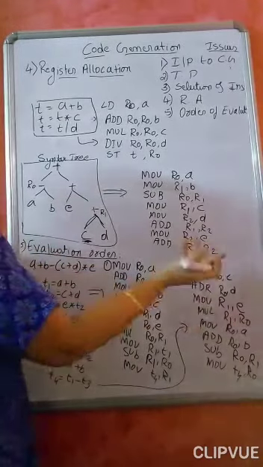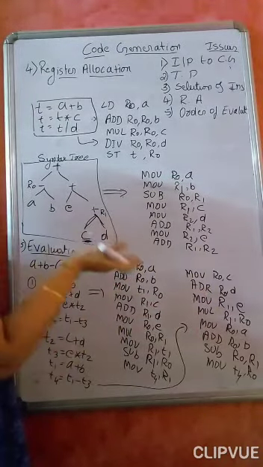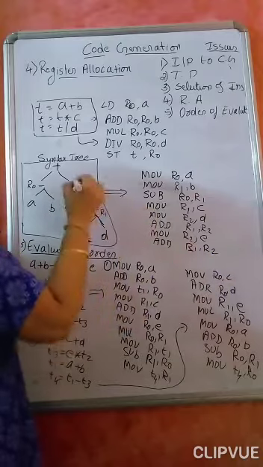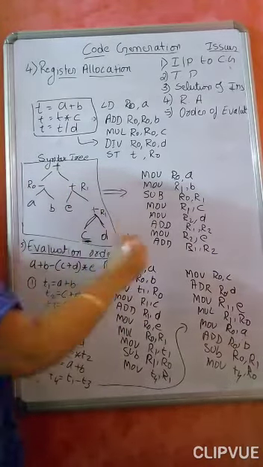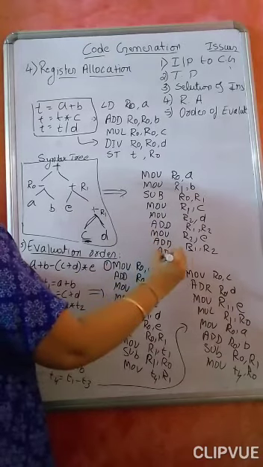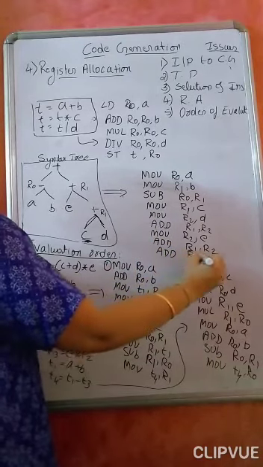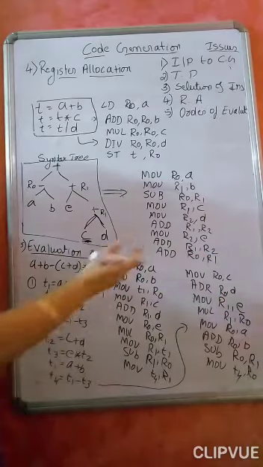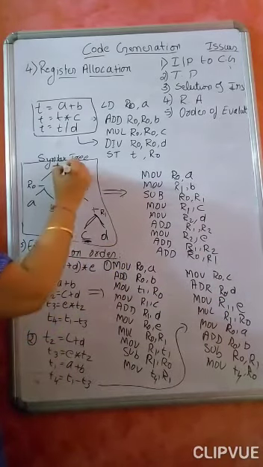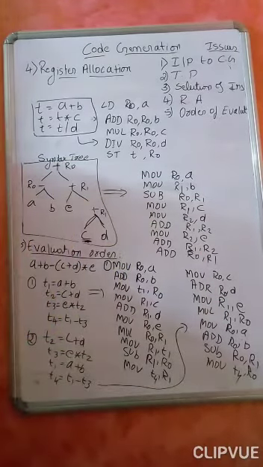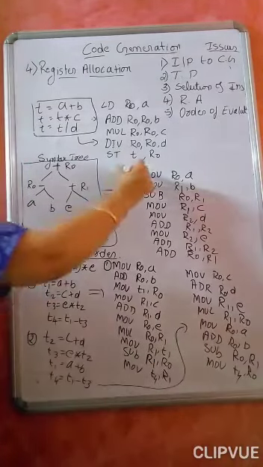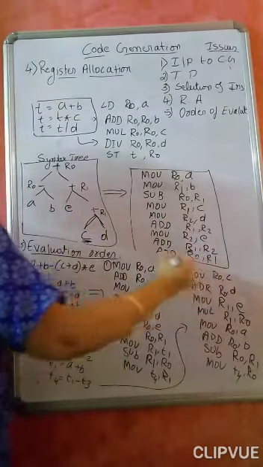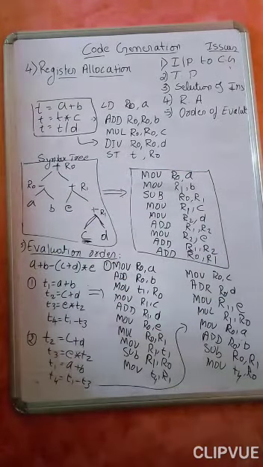Or R2 comma R1, anything is fine, because it is an addition. Now where is my result? My result is in R1. So finally what I have to do? Add R0 comma R1. Finally the result is stored in the register R0. So this is the sequence of instructions, or the target code, that we have generated.